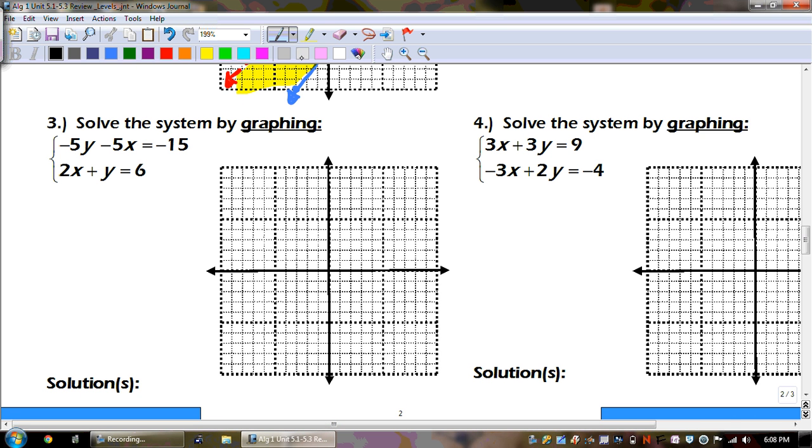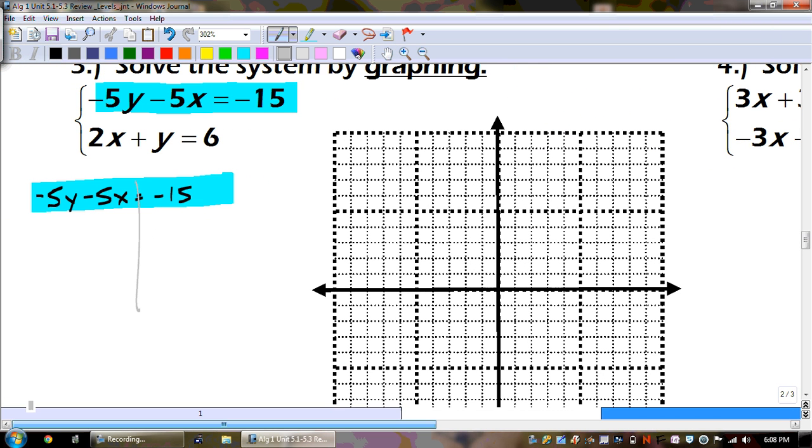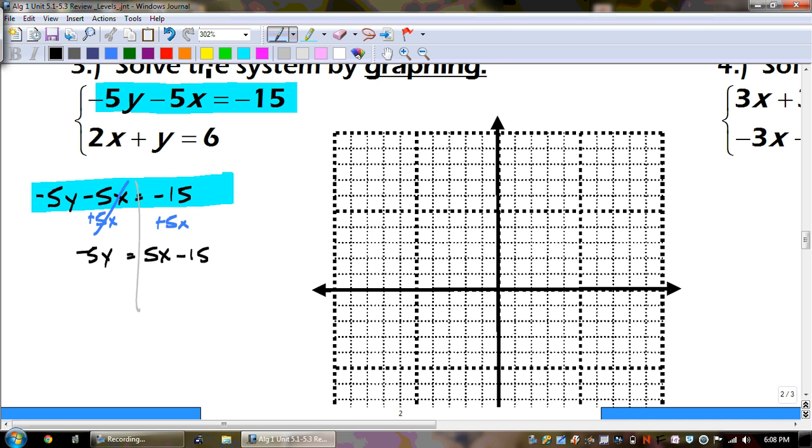Okay, so for number 3, we need to solve for y for both of these. So we got negative 5y minus 5x equals negative 15. You can zoom in a little bit if you want to see that closer. So I would add the 5x to the other side. Get negative 5y equals 5x minus 15. And then divide by negative 5. And then we get y equals negative 1x plus 3.